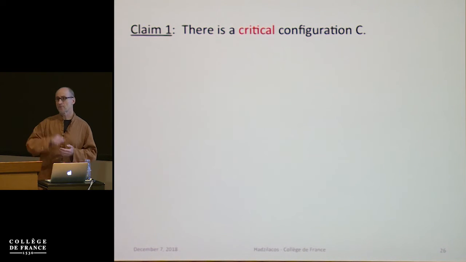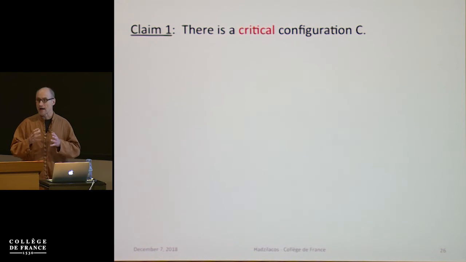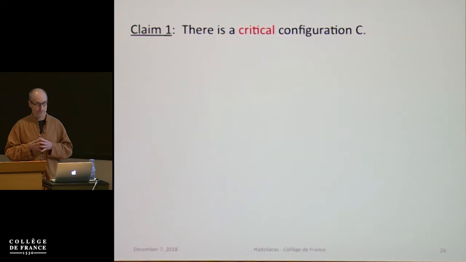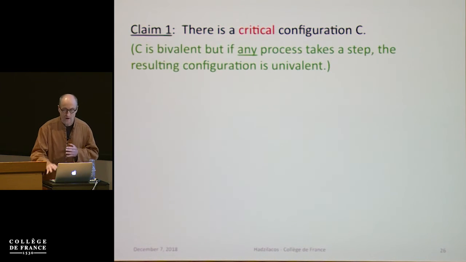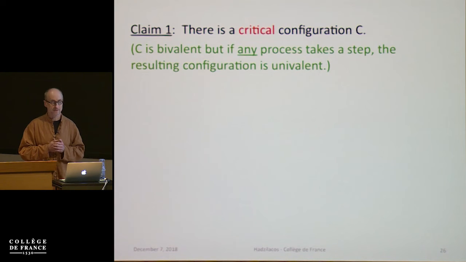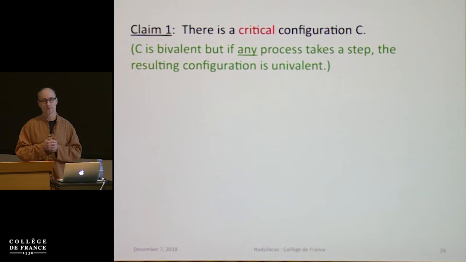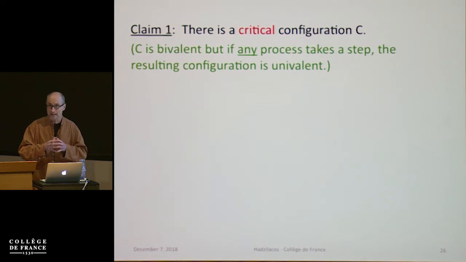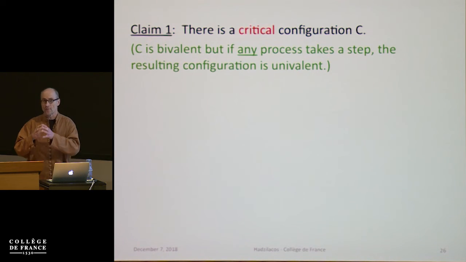Claim number 1: our algorithm A has what I call a critical configuration. What's a critical configuration? It's one that is bivalent, so the decision has not been determined yet. But if any process takes a step, the resulting configuration is univalent. The decision has not been determined yet in this configuration, but in the next configuration, no matter who takes the step, the decision will be determined.